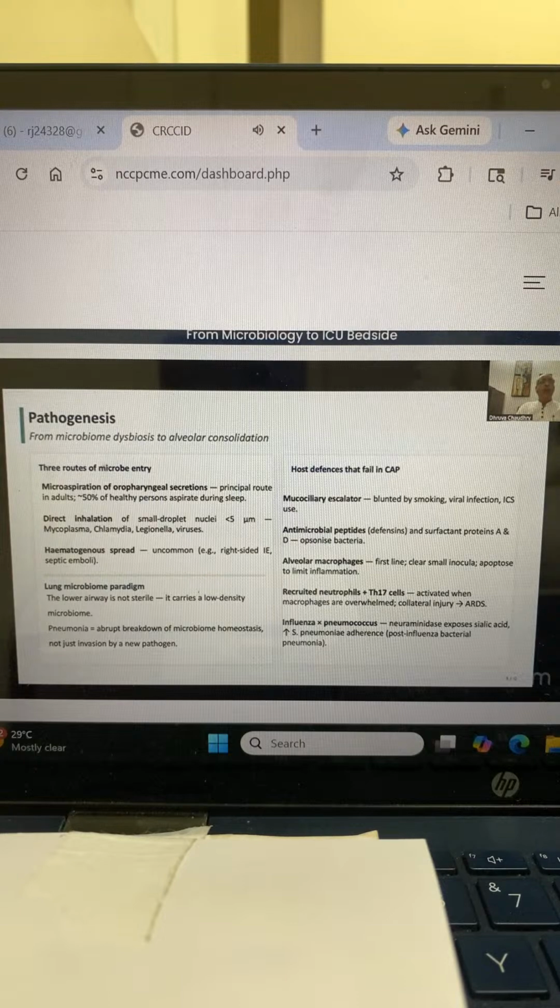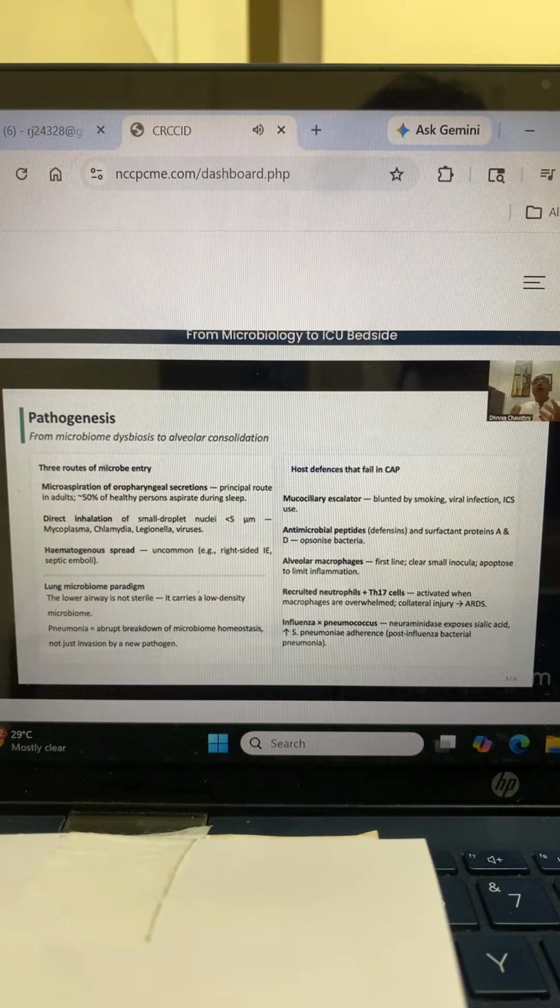But what is very interesting, what we are learning over a period of time, is the lung microbiome. Conventional teaching is that the lower airway is sterile. But what we are finding today is that the lower airway is not sterile. It carries a low-density microbiome. And if somebody has a pneumonia, the pathogen has to break through this microbiome. That is, it is the abrupt breakdown of microbiome homeostasis and not just invasion by a new pathogen.